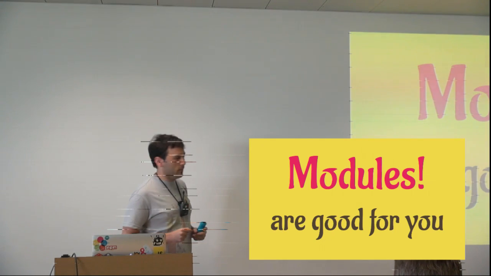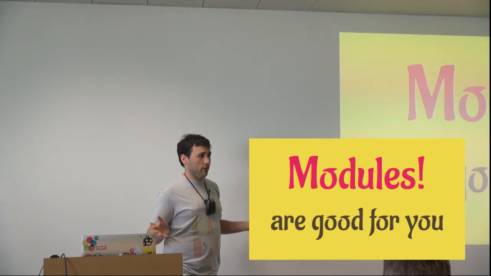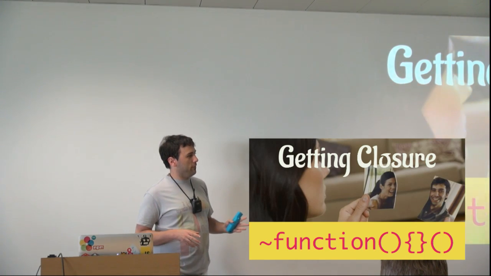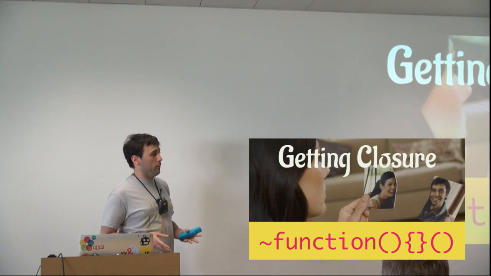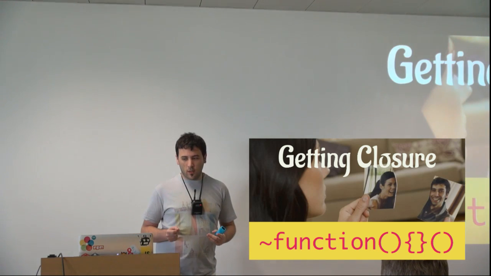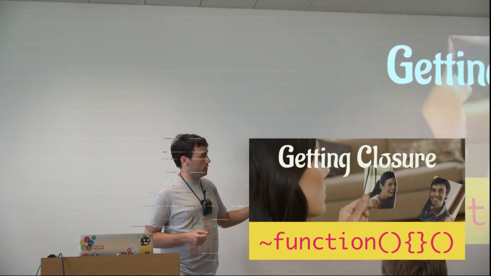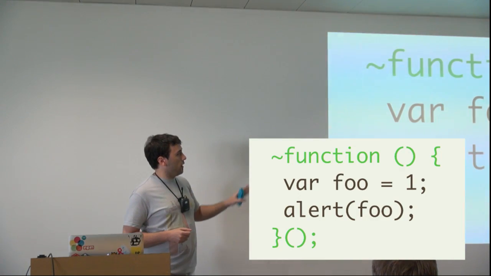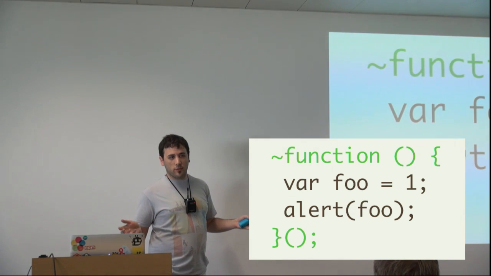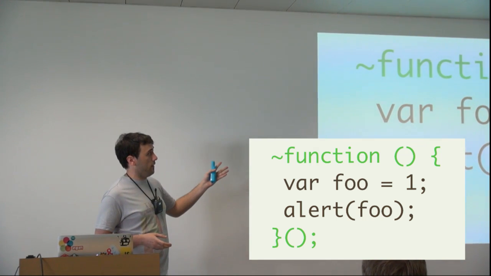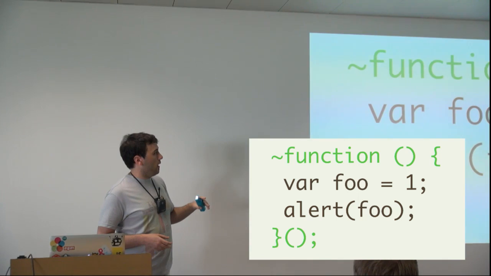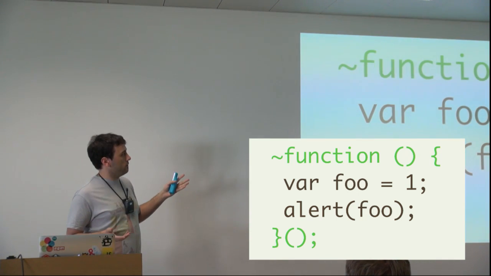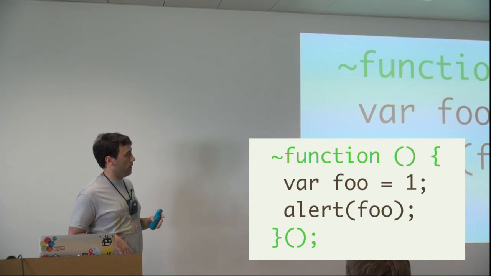So modules. Modules are a great thing, right? I think we can all agree on that. So there are a few different ways of getting modules in the browser. The most common way is using closures. Not that kind, but close. So closures, I guess everyone here is familiar with this kind of closure. It's basically a self-invoking function expression. They go by many names, but that's one of them.